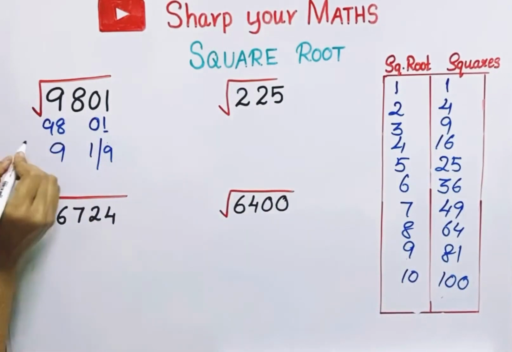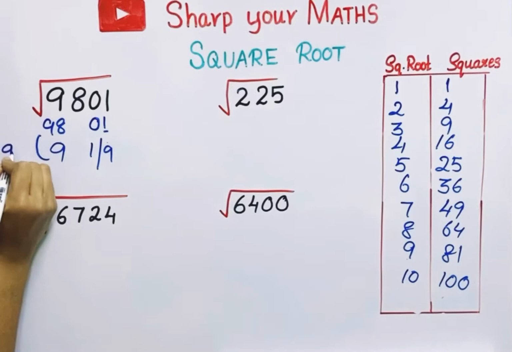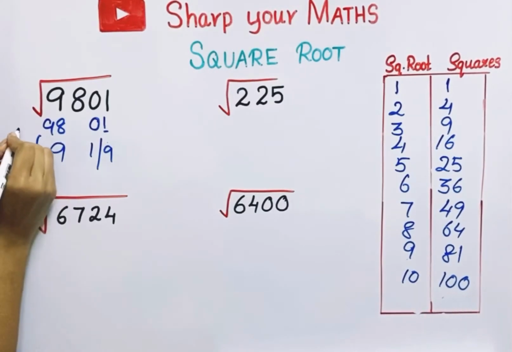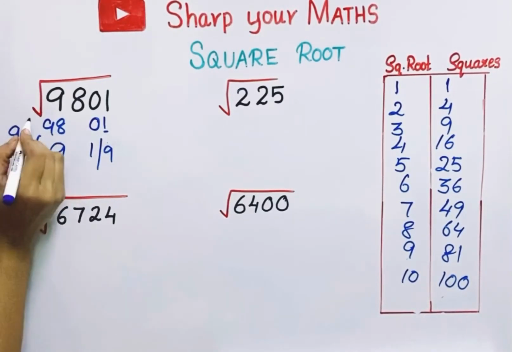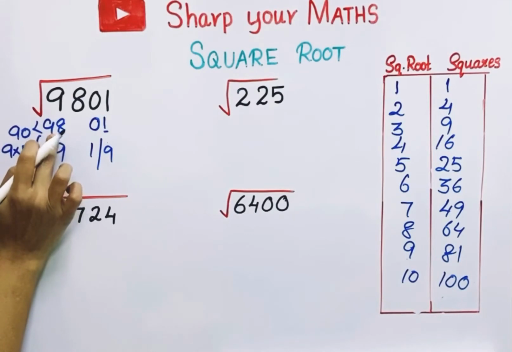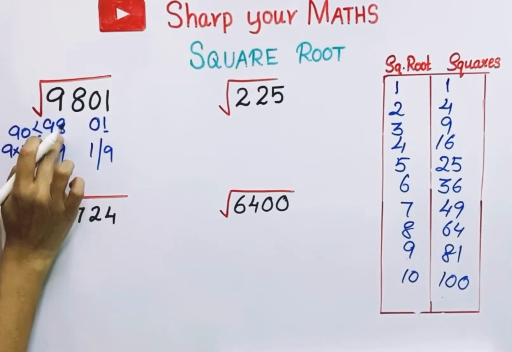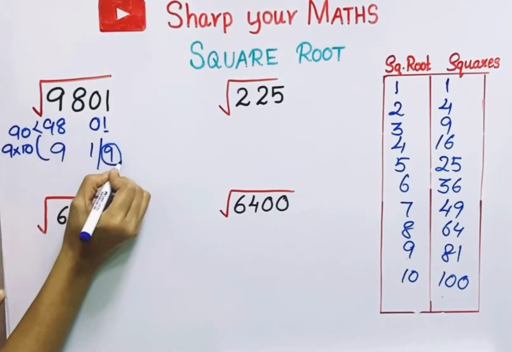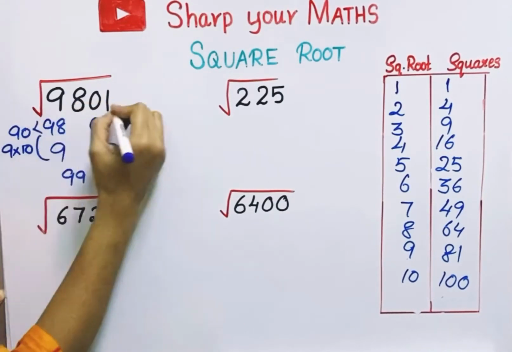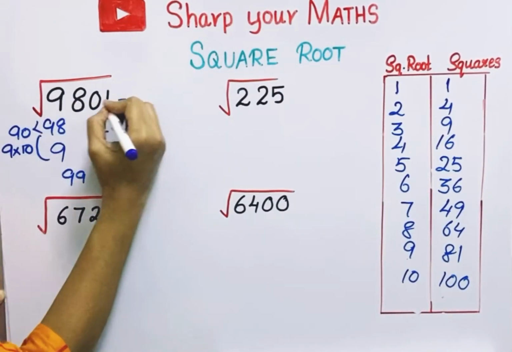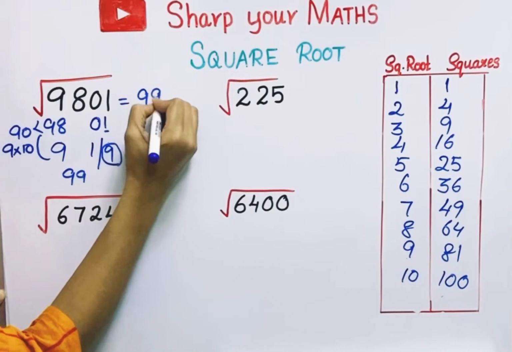Right here. Next step, take this 9 and multiply with the next number. 9 into 10, 90. Compare. So this 98 is bigger. The number in the group is bigger. So take the bigger number. 99. The square root of 9801 is 99.